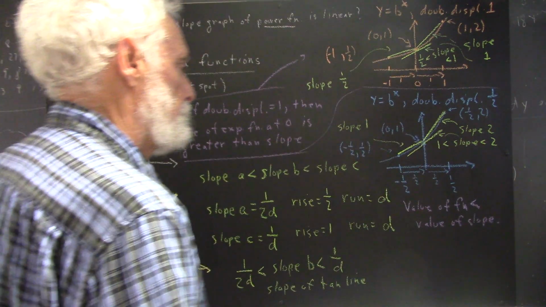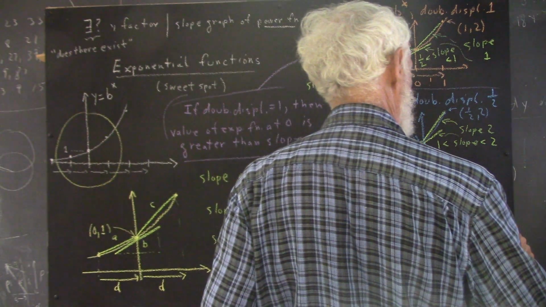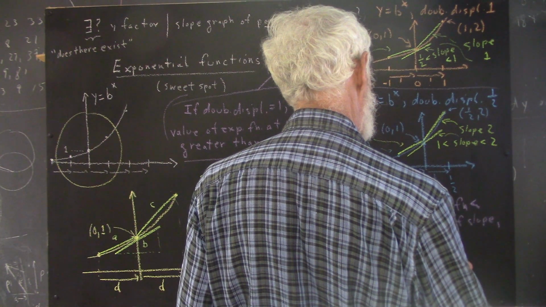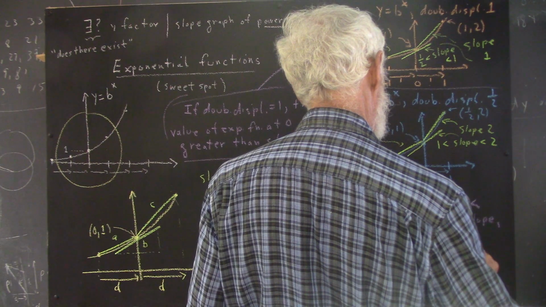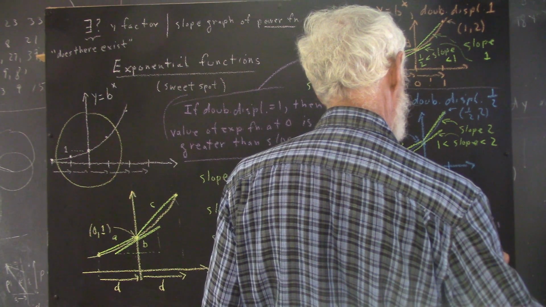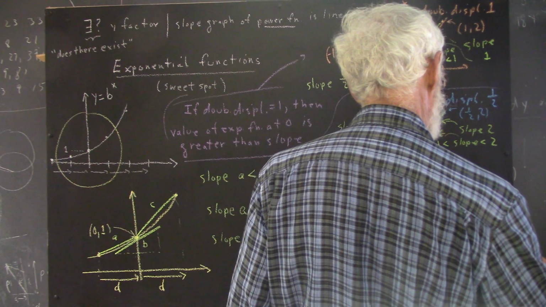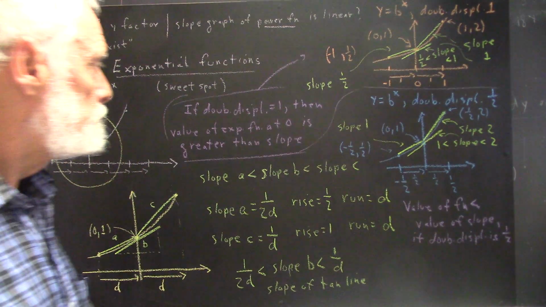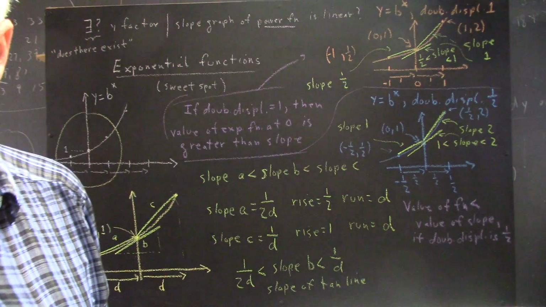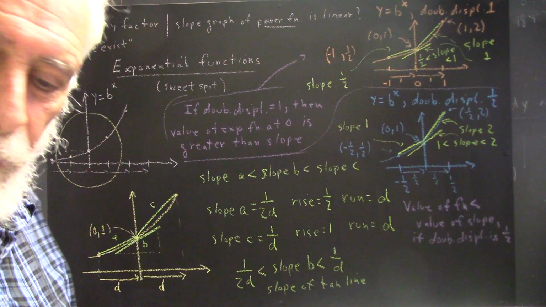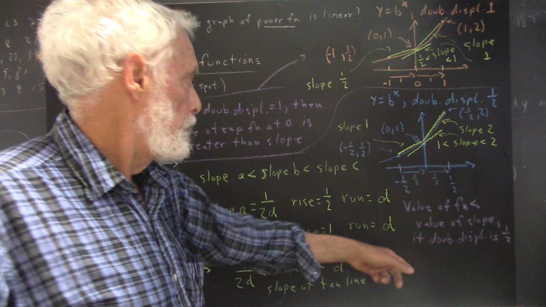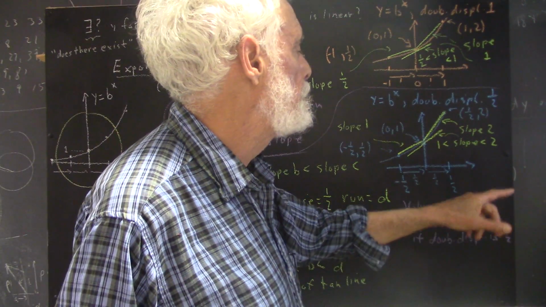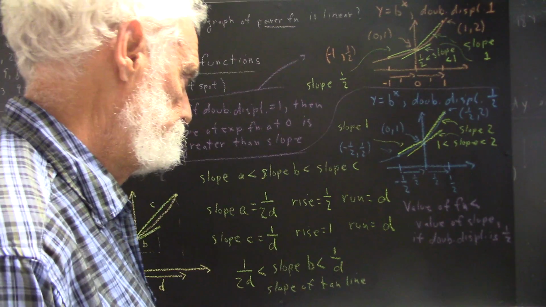Okay? If your doubling displacement is 1/2. Okay, so I'm going to conjecture that for some doubling displacement between 1/2 and 1, the value of the function is equal to the value of the slope.